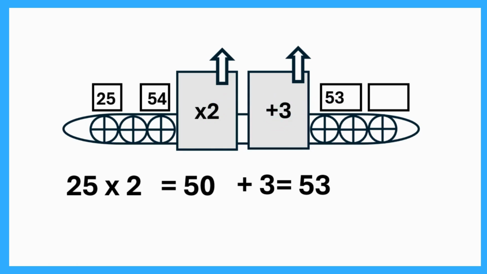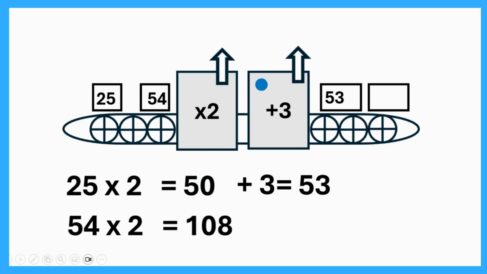Let's look at another one. 54, the input. Let's input this 54 into the first machine and let the first machine perform the magic. That will be 54 times 2, which gives us 108. This 108 proceeds to the second machine, which is plus 3, and that gives us 111. So here you have 111 as the output. This is the input, 54, and the output is 111.